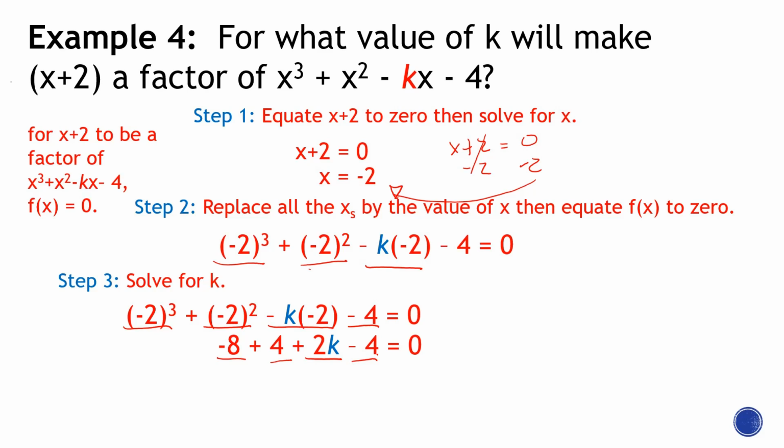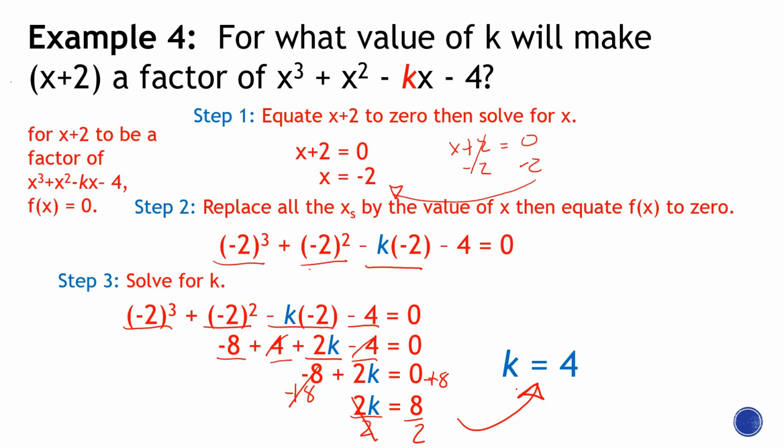Now here we can cross out negative 4, and that will leave us negative 8 plus 2k equals 0. And then we will add 8 on both sides. So that's going to be 2k equals 8, and then divided by 2 on both sides. Therefore, k equals positive 4.